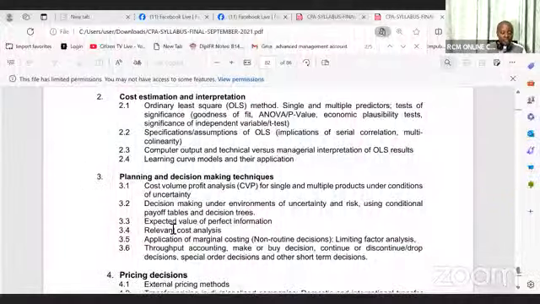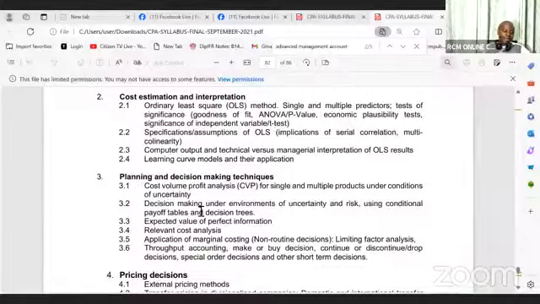All right. Now, ladies and gentlemen, from there, we have the concept of decision making under environments of uncertainty and risk using conditional payoff tables and decision trees. We are getting decision trees in AMA, and we shall be getting them in AFM. How lucky are we? Then we have the expected value of perfect information.